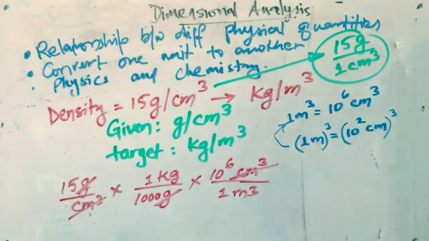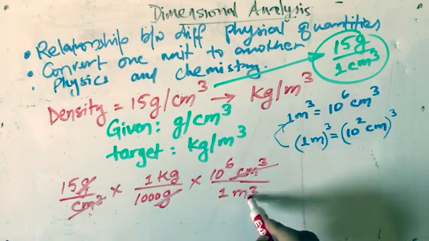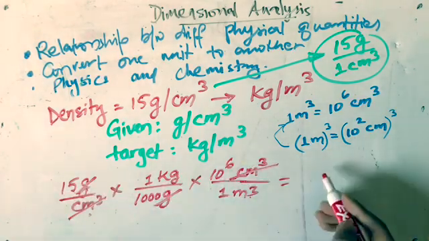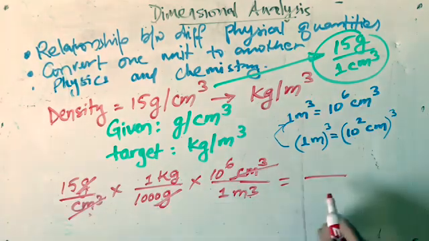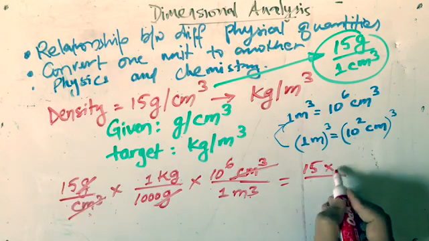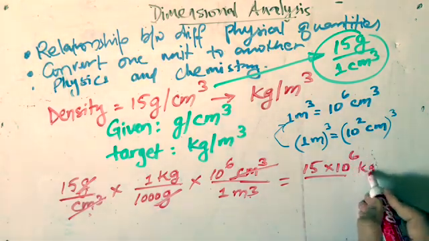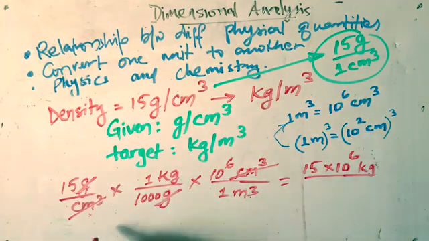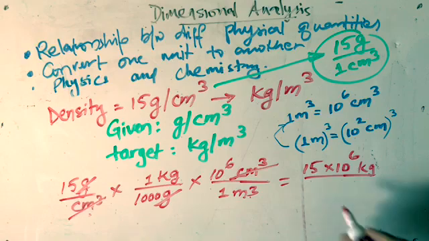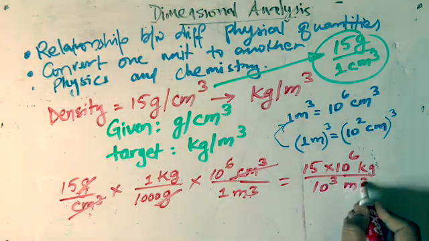So centimeter cube and centimeter cube get cancelled, and we are now at our unit, which is kilograms over meter cube. So to write that down, again, multiply everything at the top, right at the top, multiply everything at the bottom, right at the bottom. So 15 times 1 times 10 to the power 6 is 15 times 10 to the power 6 kilograms. That's the only unit left. And the bottom one is 1,000 times 1 is 1,000, and we have meter cube left, so that is 10 to the power 3 meter cube.